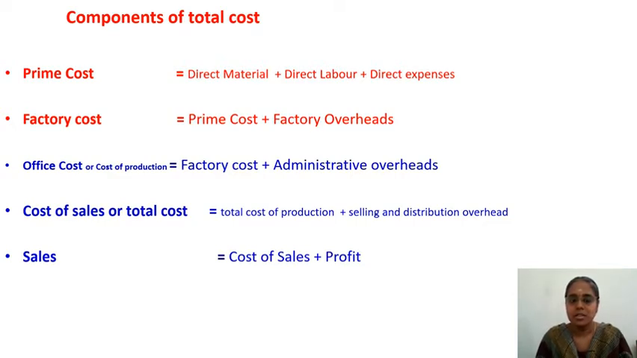Then the second component of the cost sheet is factory cost, which is the sum of prime cost and factory overheads. In that also there is some adjustment for factory cost. We will see that in today's problem. Then after that we are going to see the third component, cost of production, then cost of sales, and finally sales. So we will see a total cost sheet today.